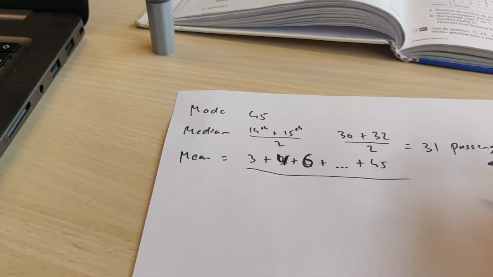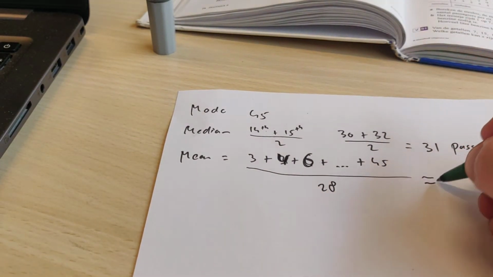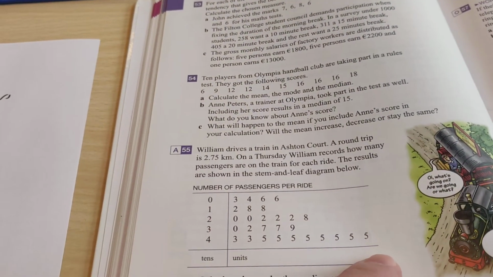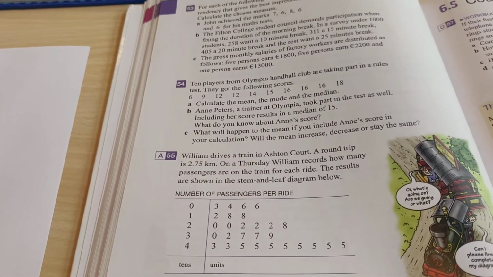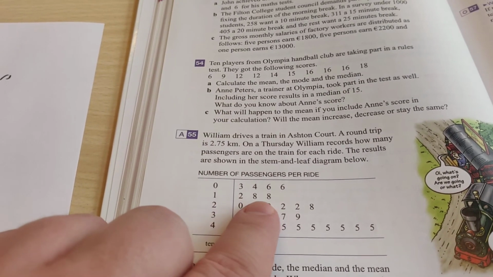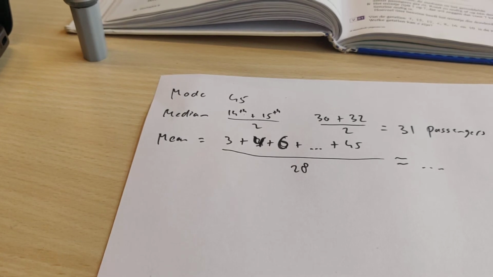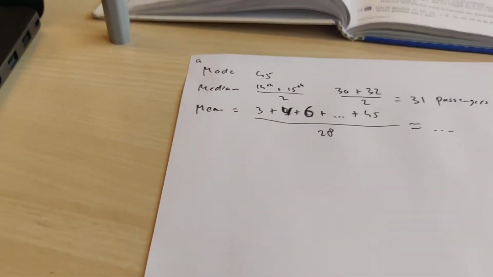So you add all of it, and then you divide it by 28, because there were 28 different train rides. And then you round this off. So you can say 3 plus 4 plus 6, etc. plus 45. But on your calculator, you need to fill in all of these numbers. So 3 plus 4 plus 6 plus 6 plus 12 plus 18 plus 18, etc. And then you divide it by 28, and then you know what the mean is. So that's exercise A. That was calculate the mode, median, and mean.